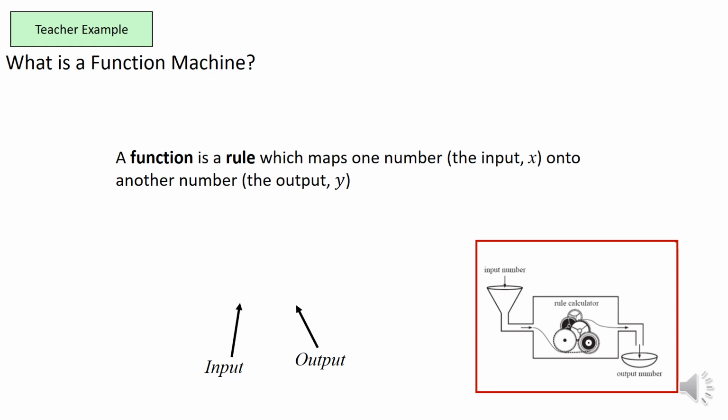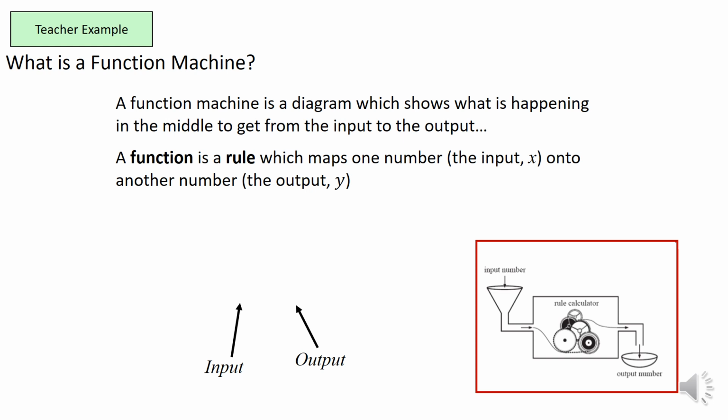So first of all, remember that a function is a rule in which it maps one number. Basically, you're given an input, and it gives you an output. So you give me an input and I'll give you an output. And the formal definition is shown on the board.